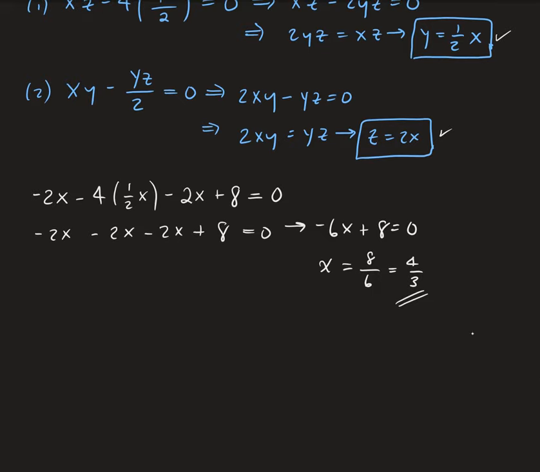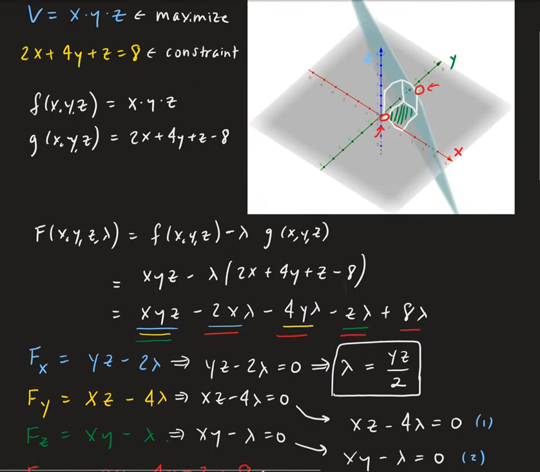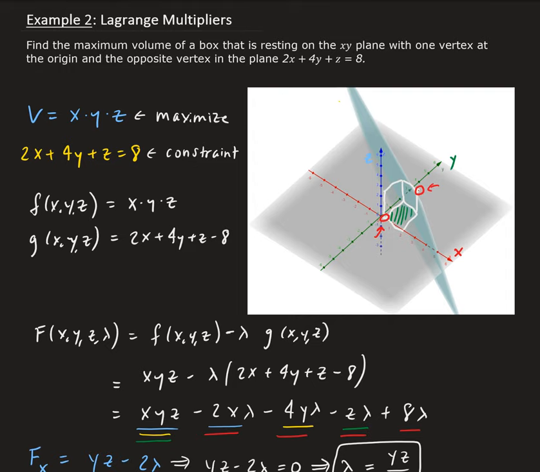So we know that x is 4 thirds. That means y is going to be 1 half times 4 thirds, so that's going to give us a value of 2 thirds. And then for z, we have z was equal to 2 times x. So x was 4 thirds, so that's going to give us 8 thirds. So we have x, y, and z. Those are the coordinates that we need.